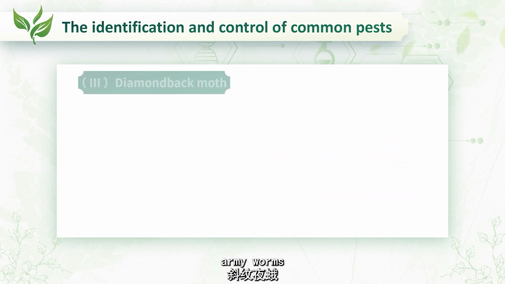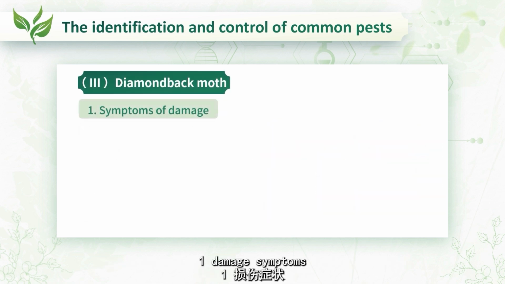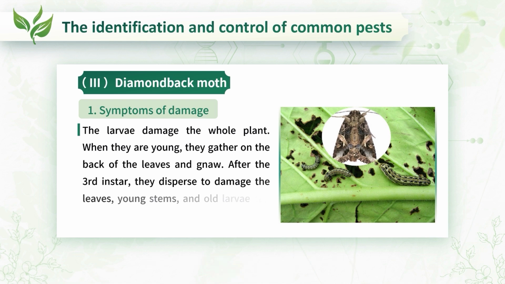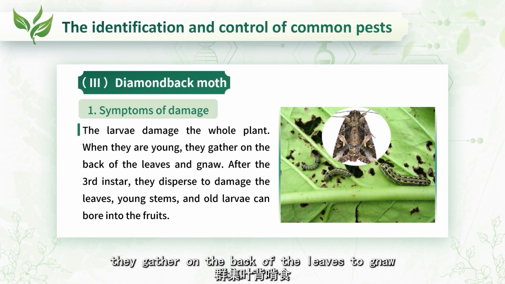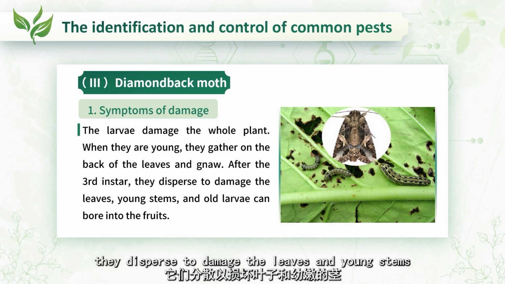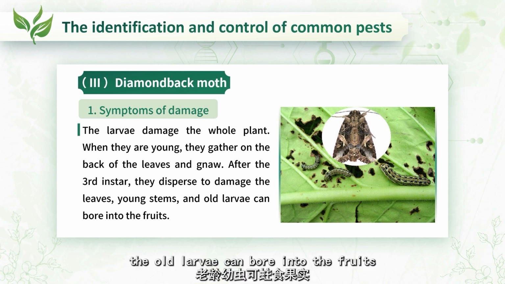3. Armyworms. 1. Damage symptoms. The larvae damage the whole plant. When they are young, they gather on the back of the leaves to gnaw. After the 3rd instar, they disperse to damage the leaves and young stems. The old larvae can bore into the fruits.